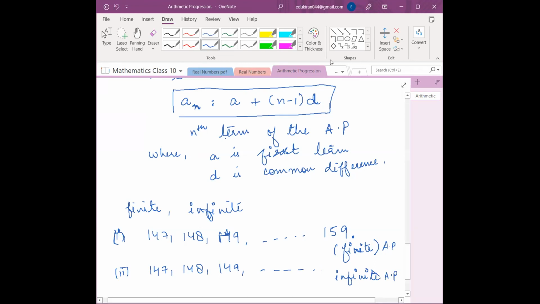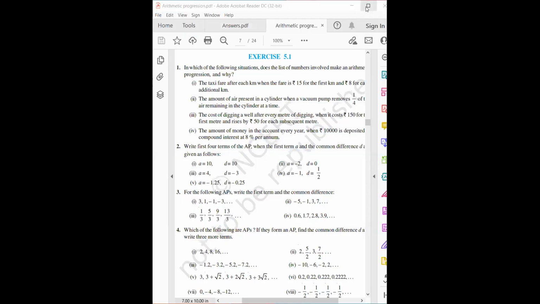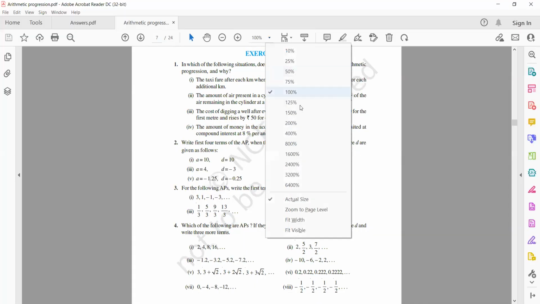Okay, now let's come to the exercise. So Harsha, any confusion here? No, ma'am. Okay, Hamna, any confusion? No, ma'am. Okay, so I hope you understand what is an AP. Now with the help of questions, we will understand more. Okay, let's do some questions now. Should I share the book itself? Yeah, is the book visible? Yes, ma'am.